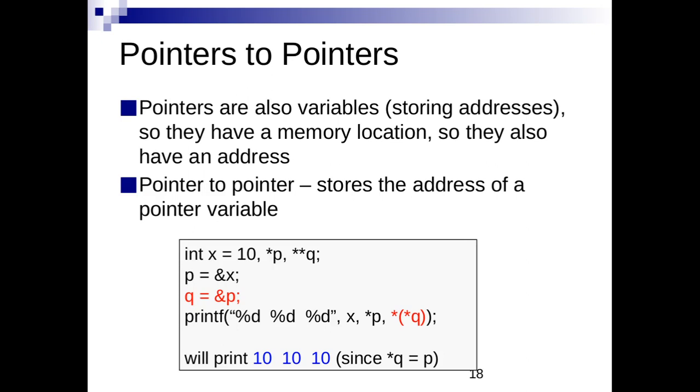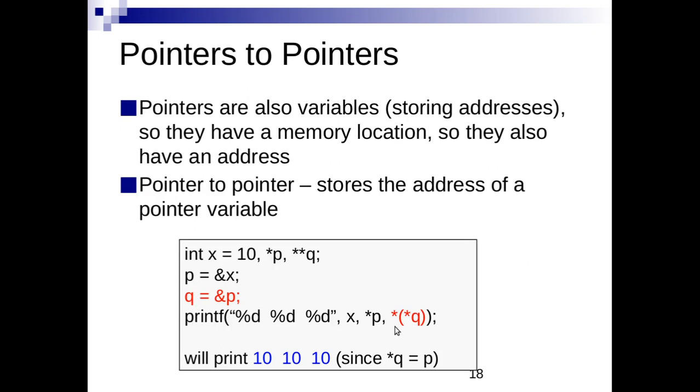So here is an example. Here x is an integer, p is an integer pointer, and q is a double pointer, which is a pointer to a pointer to an integer. Int star star q. Now we assign ampersand x, which is the address of x, to p, and the address of p to q.